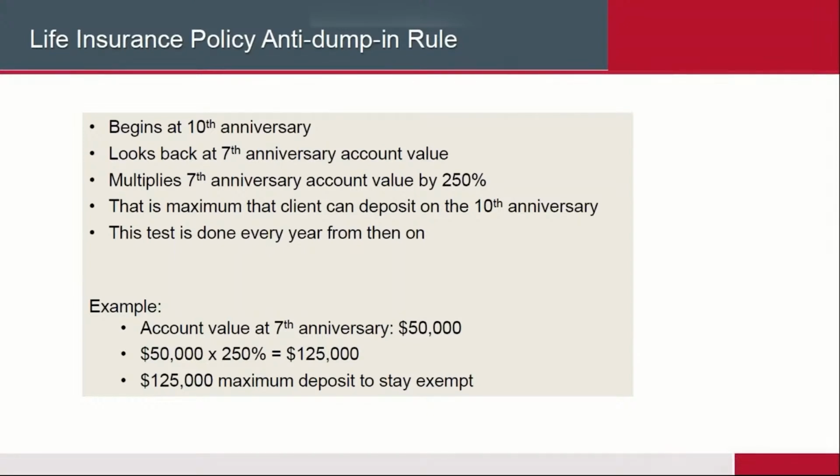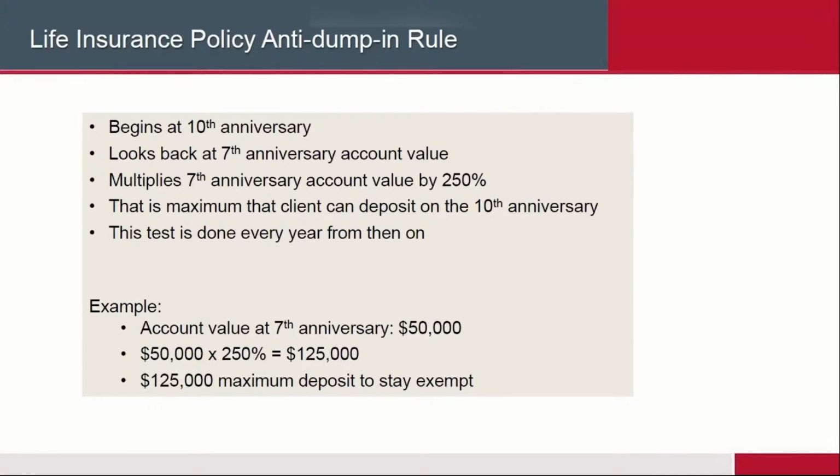So if, for example, in the 7th year you only had $10,000, then you can put in 250% of $10,000, basically, is all you can put in year 10. If you wanted to put in twice that much, you couldn't do it. It's as simple as that. So basically, with the anti-dump rule, from the 10th year onwards, they go back 3 years. This test is done every year from then on. In the 11th year, they'll look at the 8th year. In the 12th year, they'll look at the 9th year, and so on. Again, this is a very important concept that you must be aware of for exam purposes.